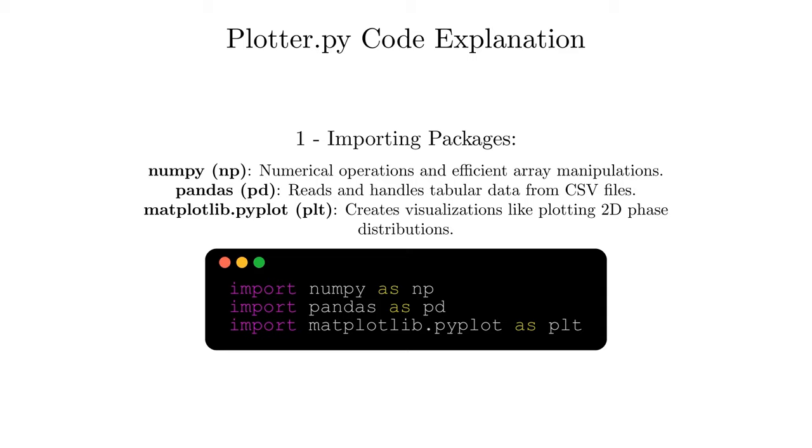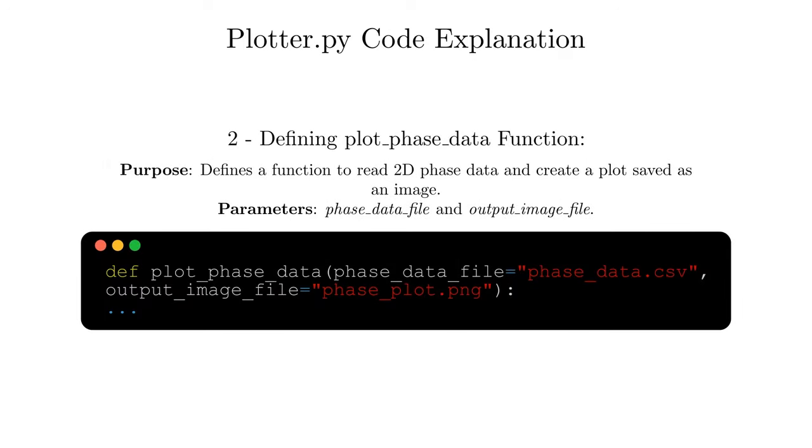Step 1. Importing packages. NumPy (np) used for numerical operations and efficient array manipulations. Pandas (pd) reads and handles tabular data from CSV files. Matplotlib.pyplot (plt) creates visualizations, such as plotting 2D phase distributions. Step 2. Defining the plot_phase_data function. Purpose: defines a function that reads 2D phase data from a CSV file and creates a plot which is saved as a PNG image. Parameters: phase_data_file, name of the CSV file that contains the 2D phase data; output_image_file, name of the PNG image file where the plot will be saved.